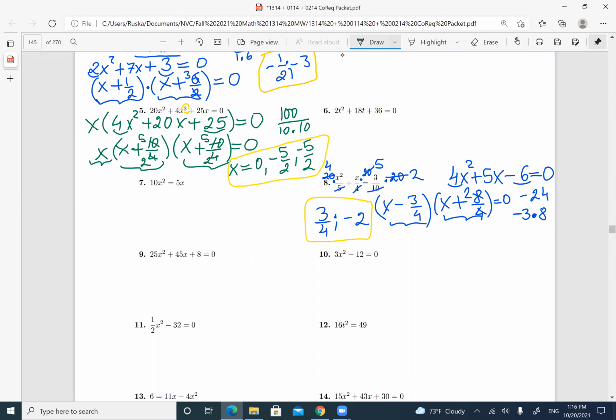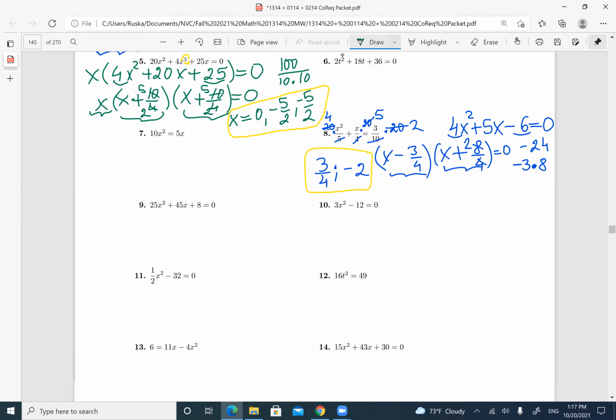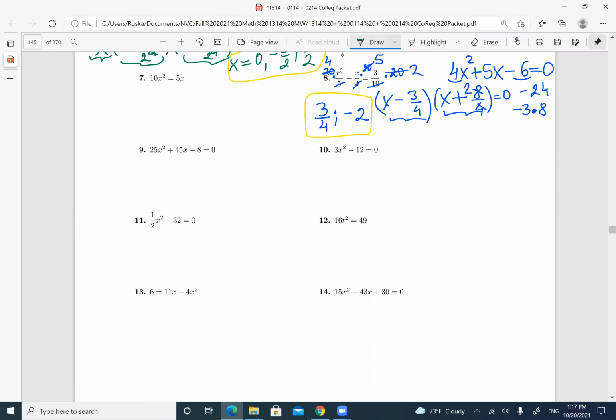So for 9, there's nothing in common. So we're just going to do the AC method. So multiplying 25 times 8. Now we can divide by 3. Okay, so we're going to start with that. 25 times 8 is 200. And then you're going to get the factors of 200 which add up to 45.